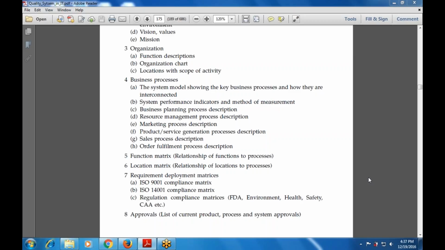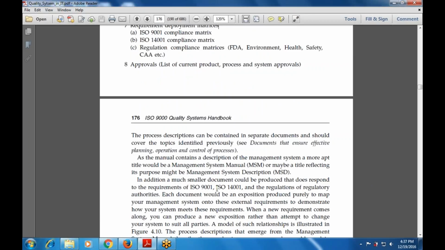The next one is approvals. What are the various approvals that are going on, what are the various scenarios used with approval, that is a list of the current products, processes and the system approval. Then this is the eighth part. So these are the 8 points that are available.